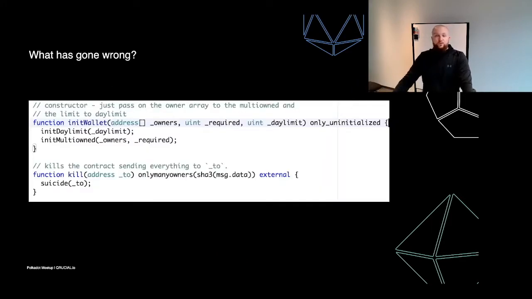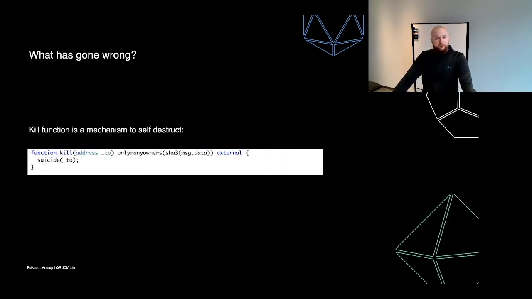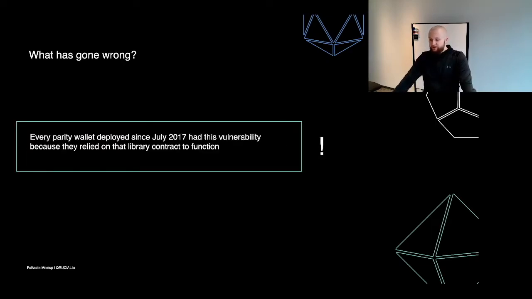Now we're gonna look at what has gone wrong. And in fact, if we look at this code, I'm trying to dissect it a little further so you understand it in a better way. So first of all, there is an init function called to set up a new wallet. And then we have the kill function mechanism, which basically self-destructs the project.